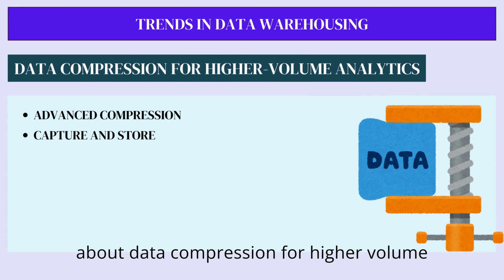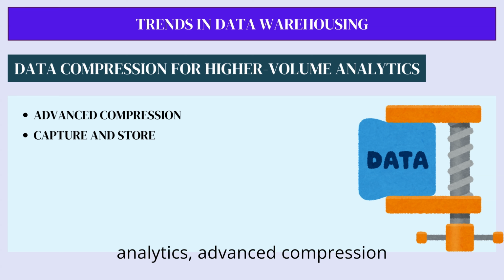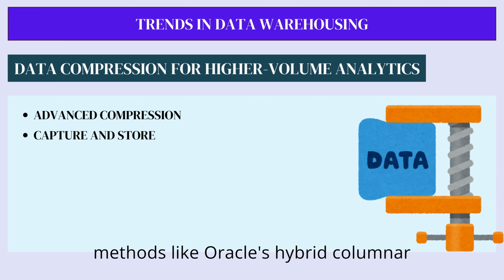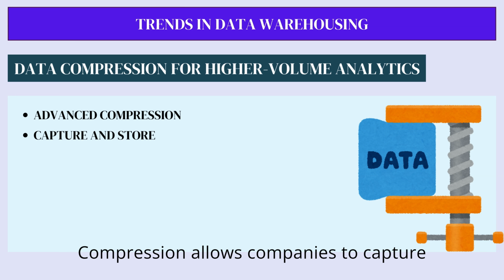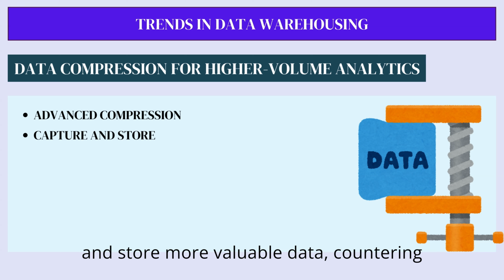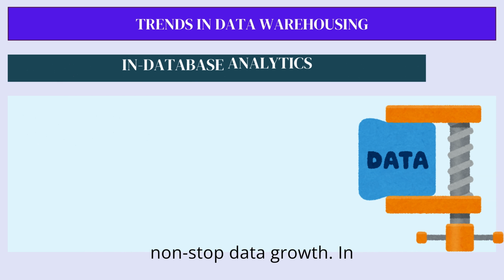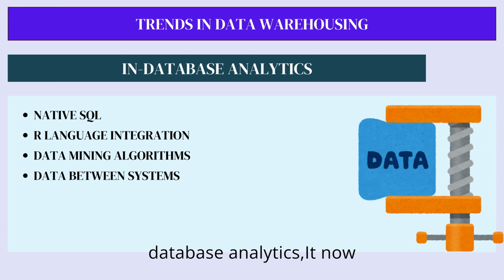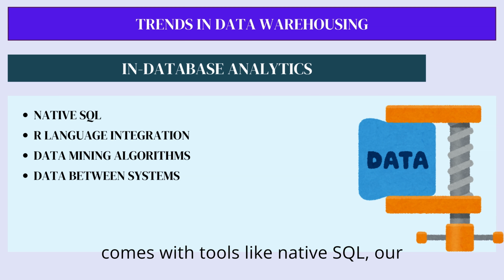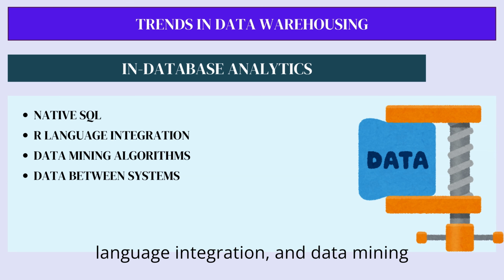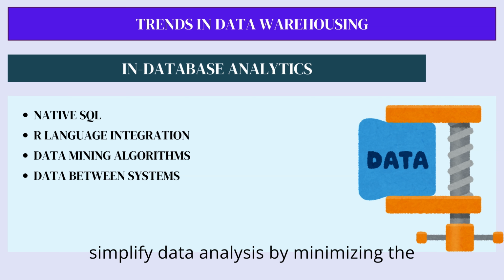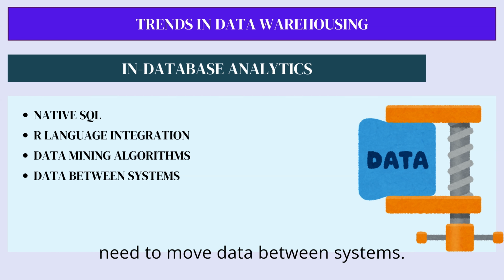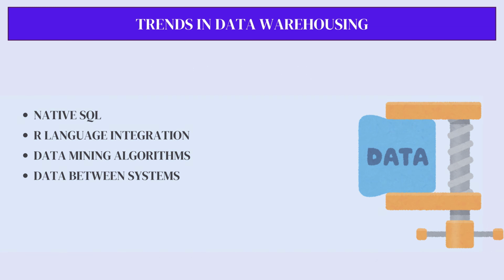When we talk about data compression for higher volume analytics, advanced compression methods like Oracle's hybrid columnar compression are being used. Compression allows companies to capture and store more valuable data, countering non-stop data growth. In-database analytics now comes with tools like native SQL, R language integration, and data mining algorithms. These tools simplify data analysis by minimizing the need to move data between systems.